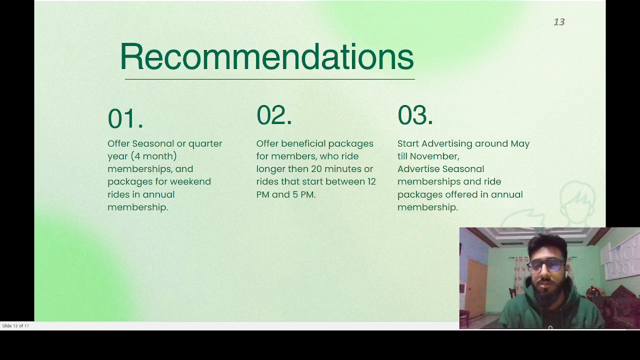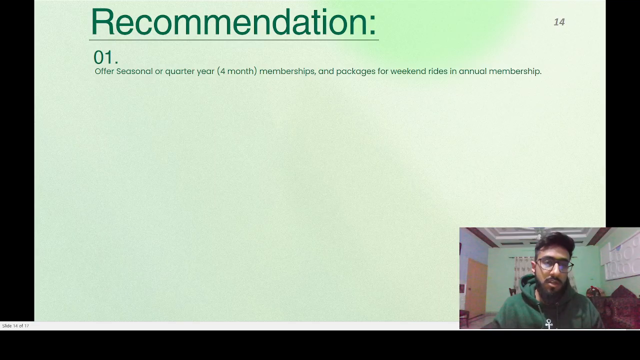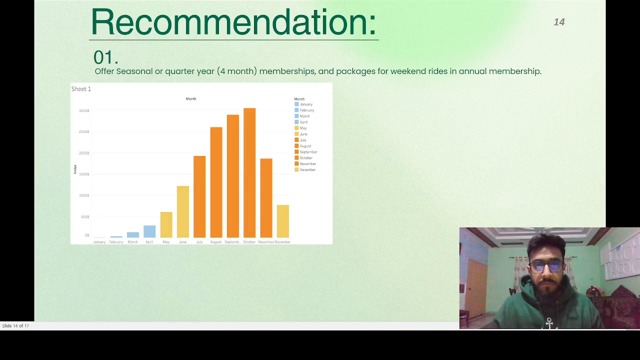So the third recommendation would be to start advertising around May till November. Advertise seasonal membership and ride packages offered in annual membership. Now, let me give the reasoning behind each recommendation.